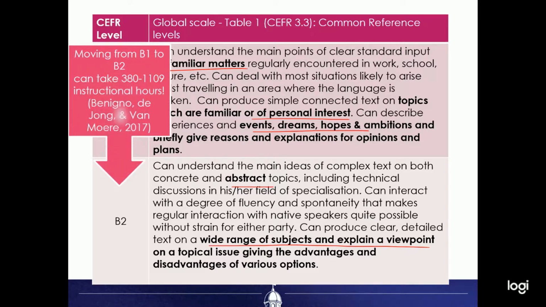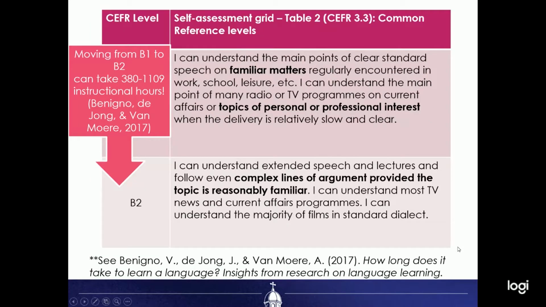There's a really interesting report that I read by Pearson Publishing, where they pulled together a lot of their big data to find out an approximate range for how long it takes students to move from B1 to B2. I encourage you to go take a look at that report. It's in my reference list. But depending on how fast or slow a learner is, it can take 380 to 1,100 instructional hours for students to move just from B1 to B2. It's a huge range. It takes a lot of effort.